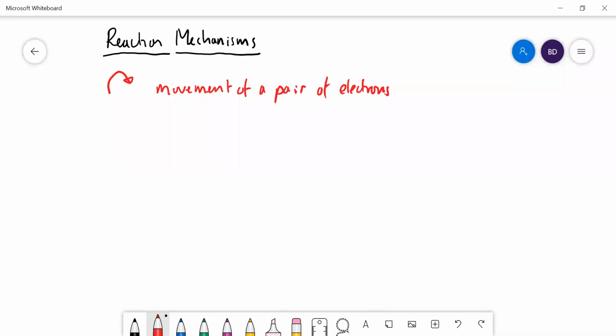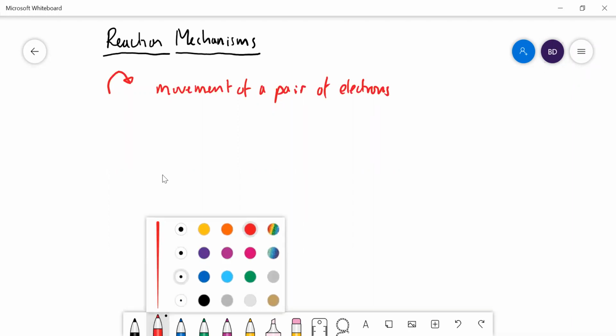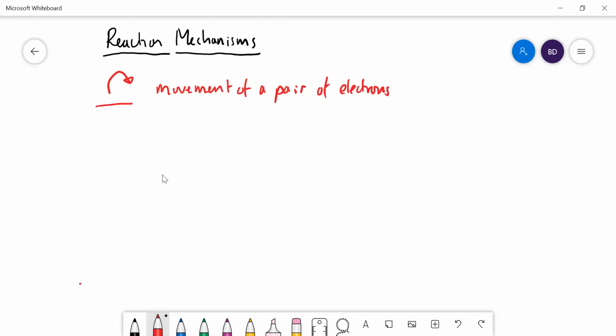Okay, this video is just to try and allow you to become a little better acquainted with reaction mechanisms and how we represent them using these curly arrows here. So as we said before, the curly arrow shows a movement of a pair of electrons.